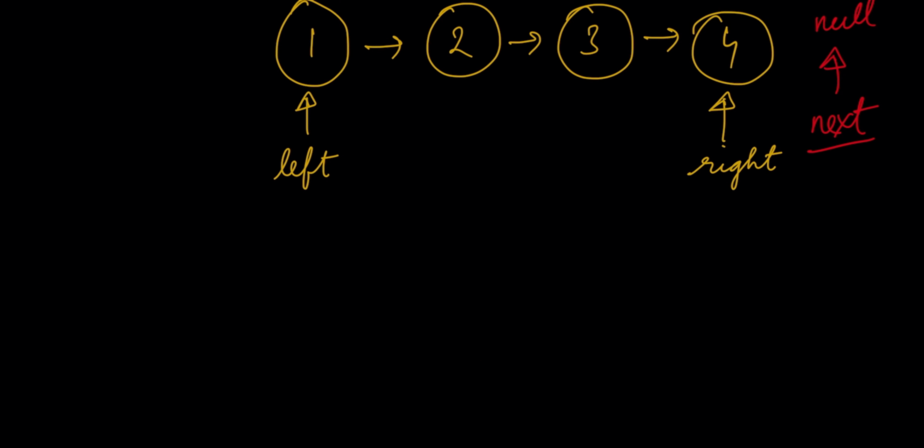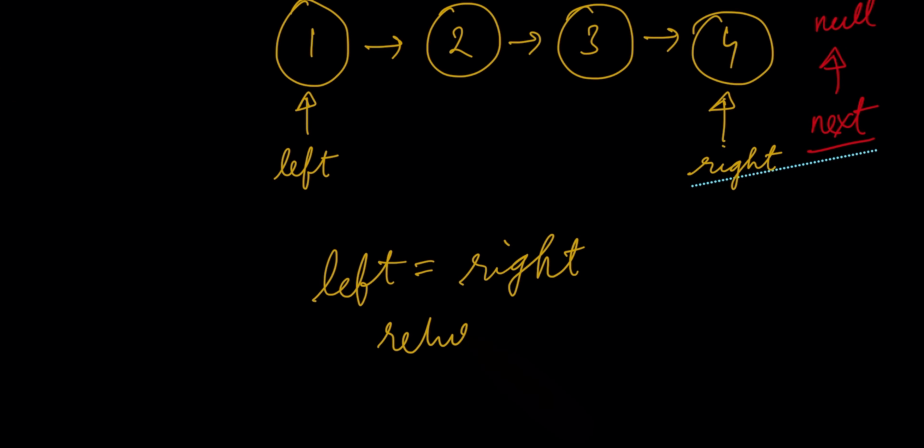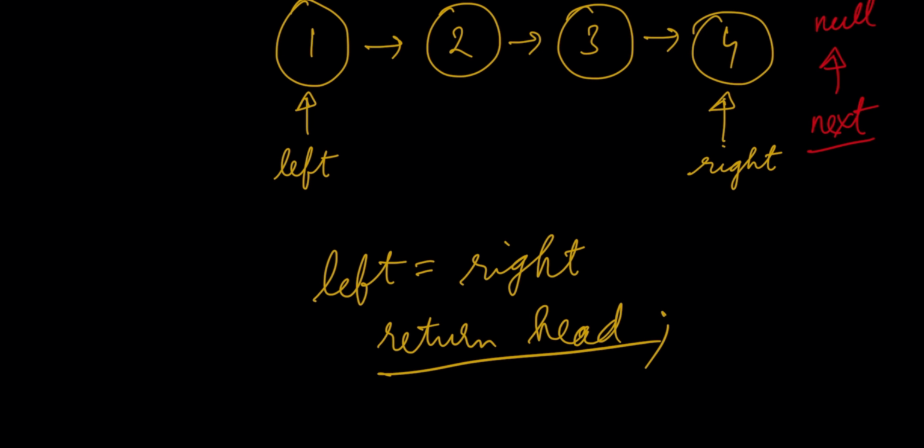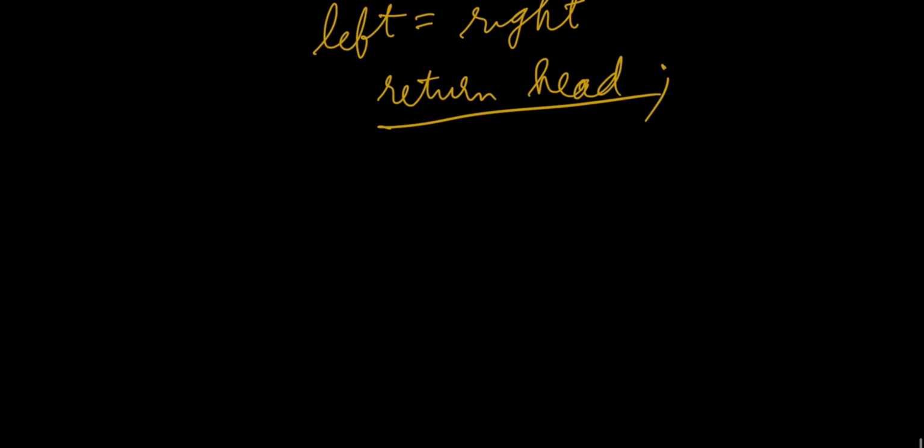And the next case we can look at is, what if left is equal to right? So in that case, we can simply return the head of the linked list and we will be done. And what to return for other cases in the code?